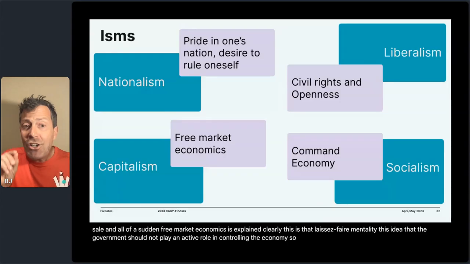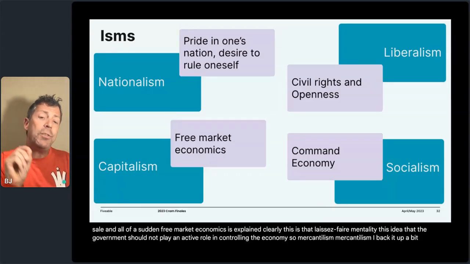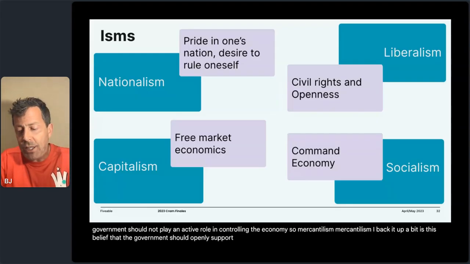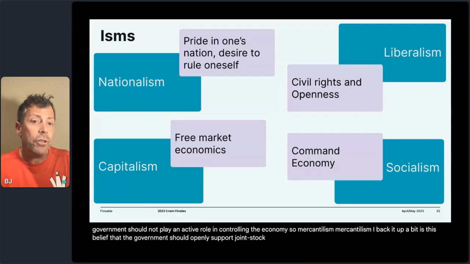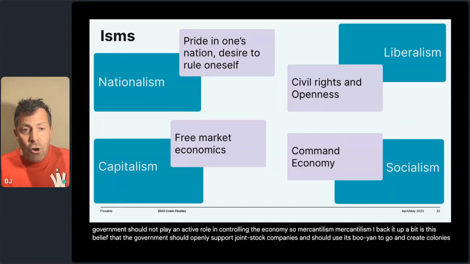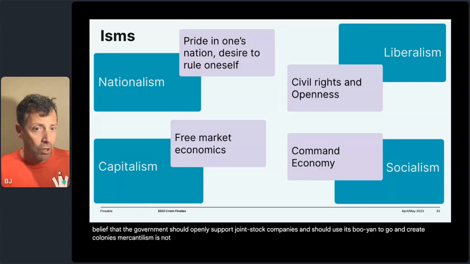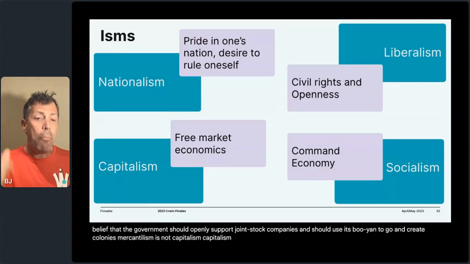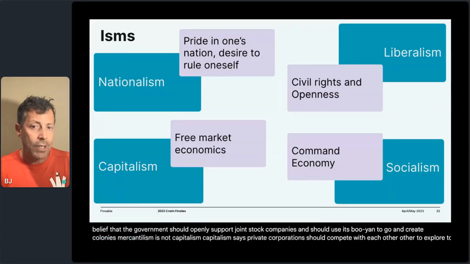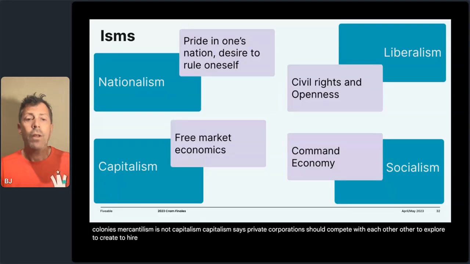So, mercantilism, I'm backing up a bit, is this belief that the government should openly support joint stock companies and should use its bullion to go and create colonies. Mercantilism is not capitalism. Capitalism says private corporations should compete with each other to explore, to create, to hire.